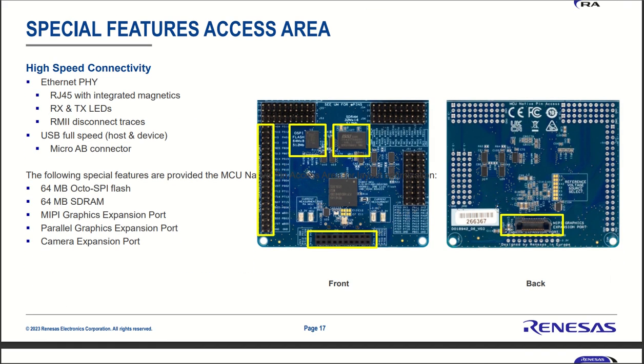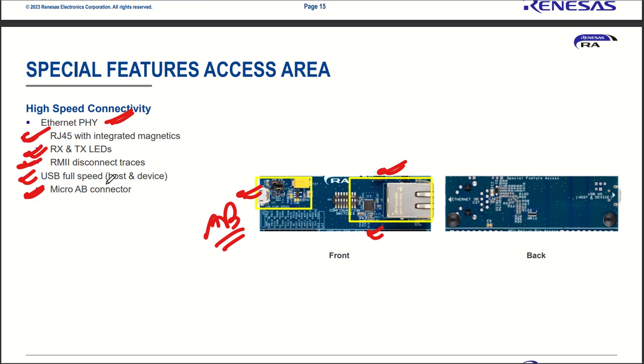Next, if we talk about the special feature access areas, we already studied Ethernet physical just now. These are some of the ICs that will be utilized for your Ethernet purposes. I will not be able to show them to you directly, but basically it has RJ45 with integrated magnetics, which we just studied, and RX TX LEDs and RMII. So the same thing is repeated.